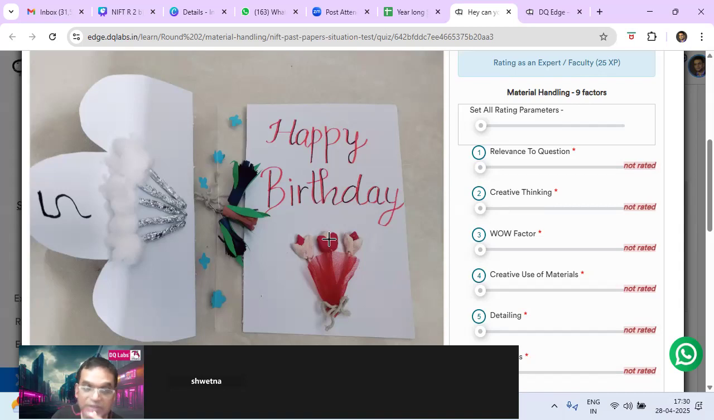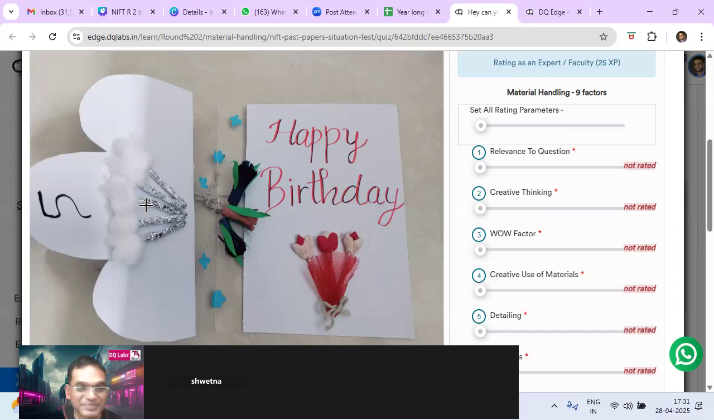Shwetana will be taking the online classes, and we have Anushri who will be taking the physical sessions. She is a NIFT Delhi alum, and she has also done a Masters of Design from IIT Bombay. So both the faculty are excellent. They have quite a lot of experience. They themselves have cracked these exams in the past, so they will give you invaluable insights.